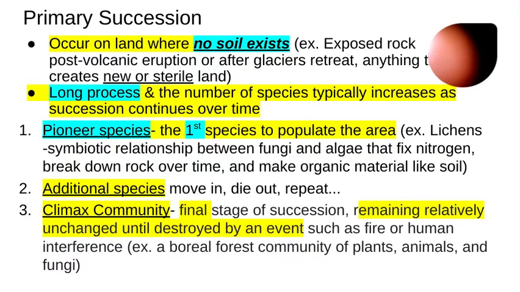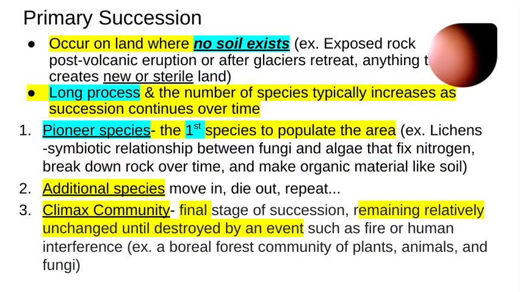So the important thing to note here is that primary succession is going to occur on land where no soil exists. So you are looking for exposed rock. The other thing about primary succession is that it's a long process. You're going to start with a pioneer species. That's the first species to populate the area.